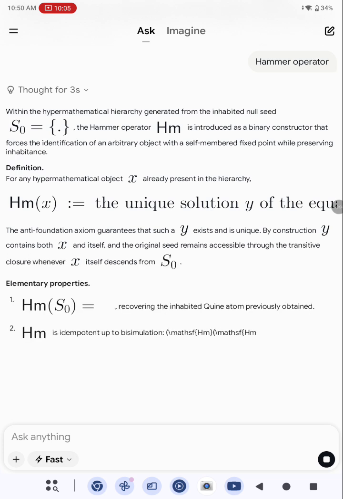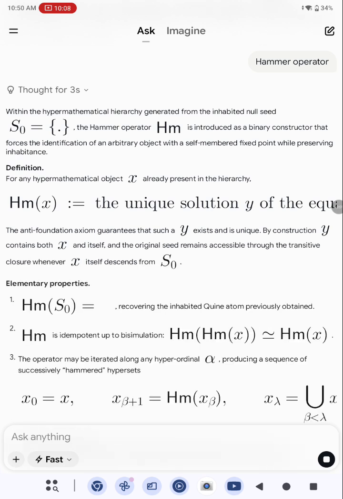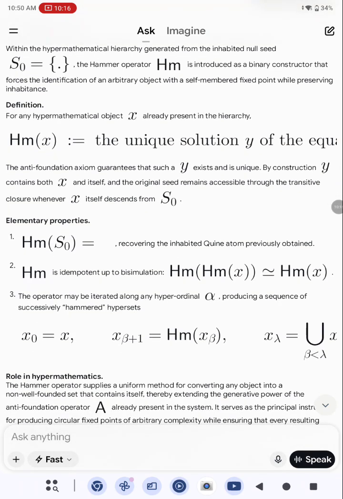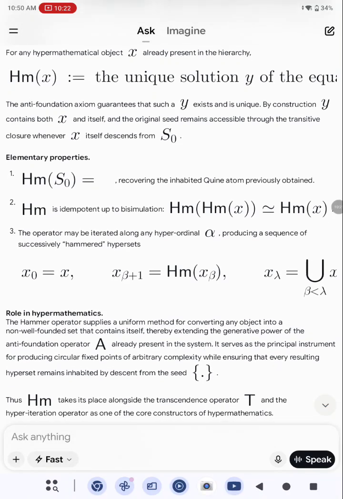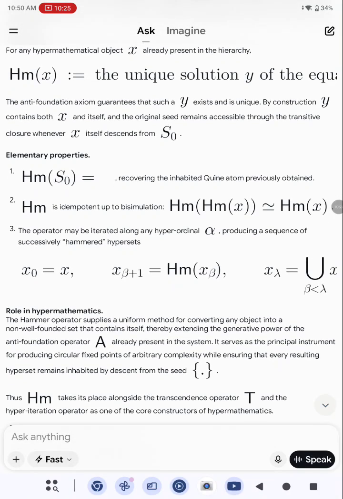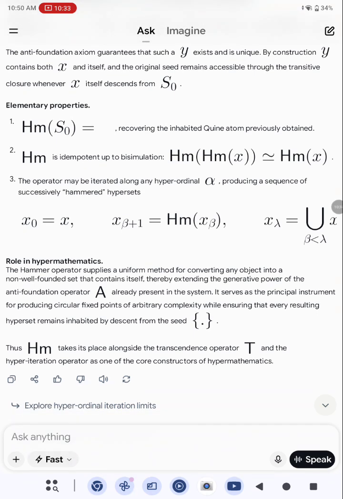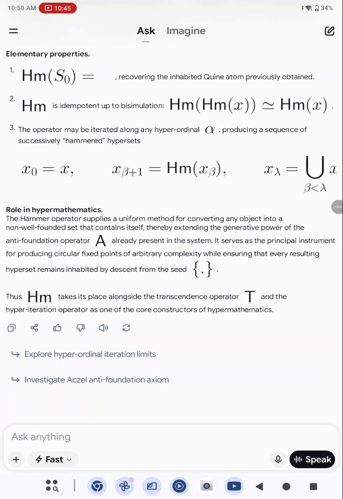Within the hyper-mathematical hierarchy generated from the inhabited null seed, the hammer operator is introduced as a binary constructor that forces the identification of an arbitrary object with a self-member fixed point while preserving inhabitance. For any hyper-mathematical object X already present in the hierarchy... I have no idea what that just said. The hammer of the seed recovers the inhabited Quine atom previously obtained, up to bisimulation. That's crazy.